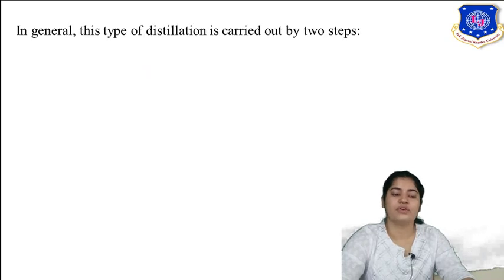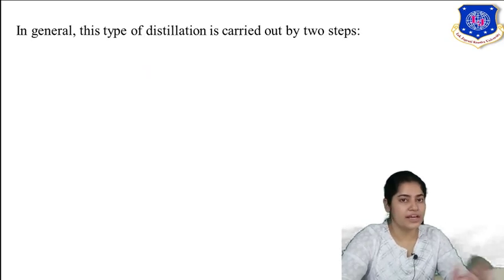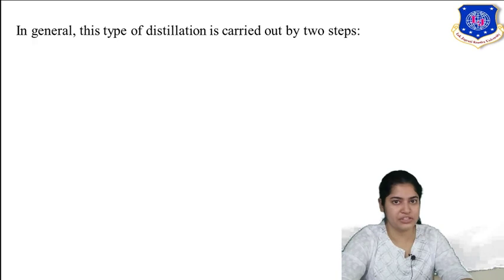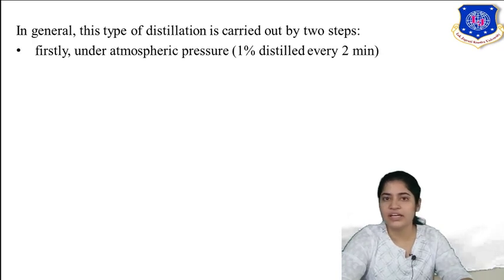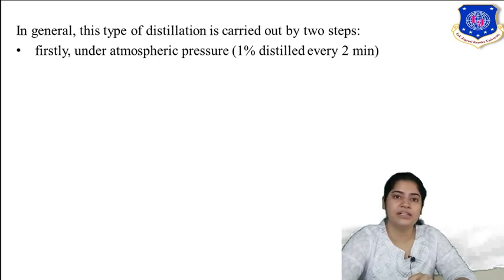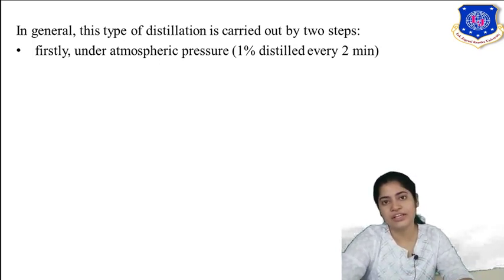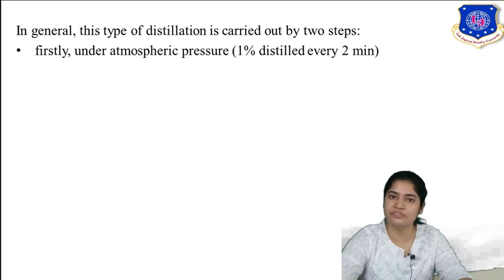Now how is this experiment done, how is this distillation carried out? Firstly, under atmospheric condition, 1% is distilled every 2 minutes. You can obviously know from it that initially, when you are subjecting your sample to heat, more volatile components will vaporize. So the distillation would be fast.